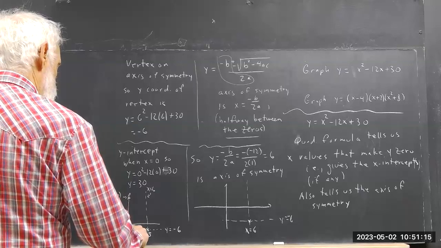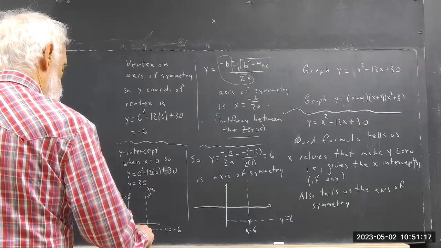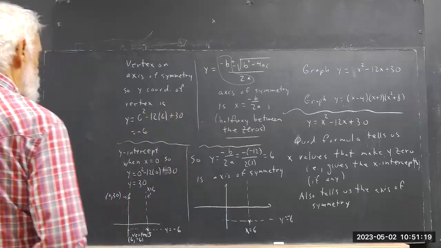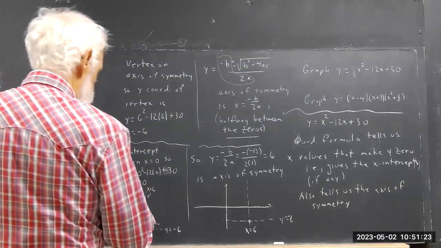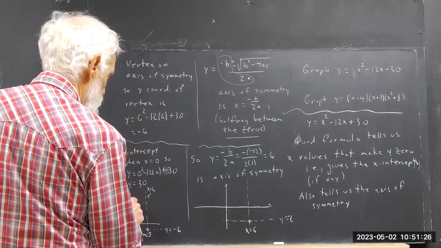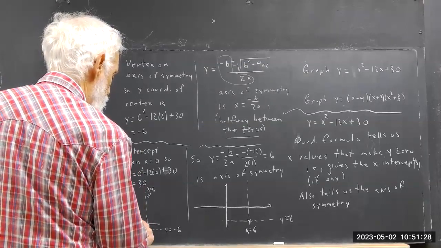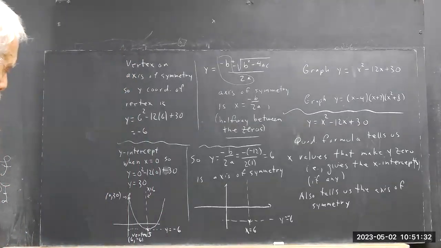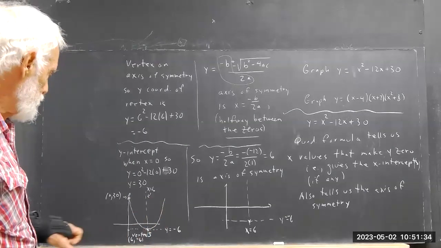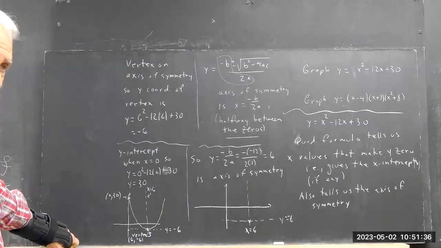It's (6, -6), we found that here. We have the point (0, 30). So now we can sketch a parabola. That'll be most nice. My attempts are still, the vertex is not quite where it ought to be, but there it is, okay?